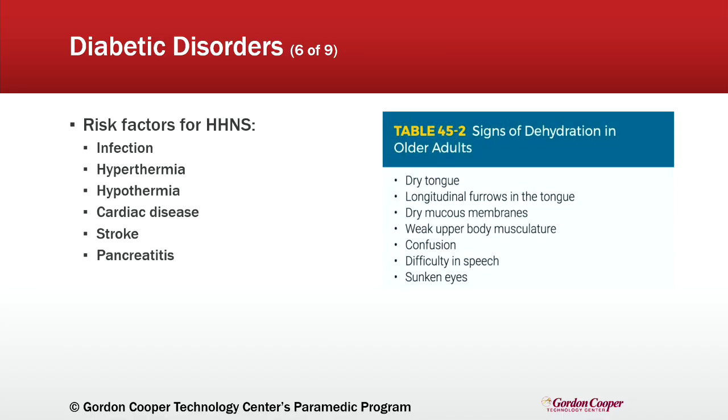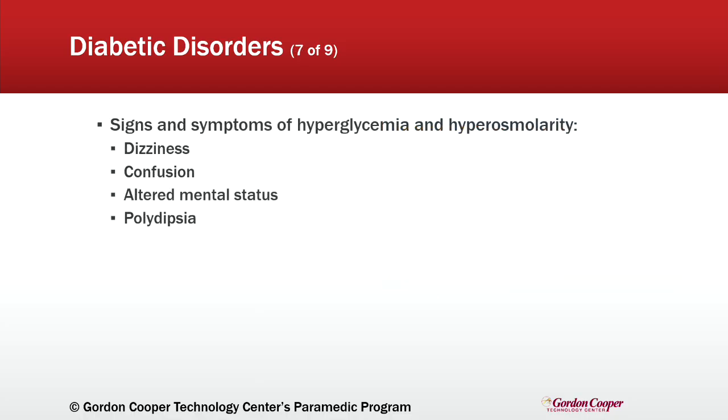Risk factors for hyperglycemic hyperosmolar non-ketotic syndrome, or HHNS, include infection, which is the most common cause. Other risk factors are hypothermia, hyperthermia, cardiac disease, pancreatitis, and stroke. HHNS may present with blood glucose levels over 600. Symptoms often include acute confusion and dehydration. The key here, with anything diabetic related or any altered mental status, is making sure that we get those baseline glucose levels so we have a better idea of what we may be dealing with.